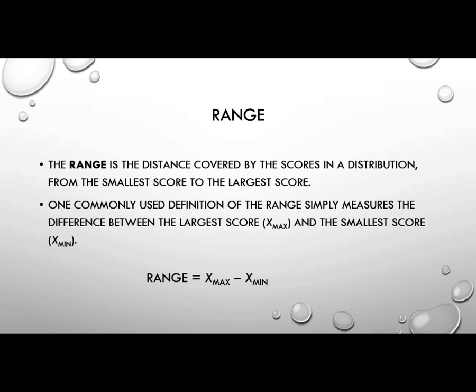So different than the mid-range where you add the lowest and the highest and divide by 2, this is the highest minus the lowest. And one commonly used definition of the range simply measures the difference between the largest score and the smallest score. When I do my own research, I like to just show the max and the min. I don't like to show the range because I don't know where it is. So sometimes you'll see in journal articles just the max and the min shown to you, so you can calculate your own range and see what was the highest, what was the ceiling, what was the floor. But this is how the book defines range.